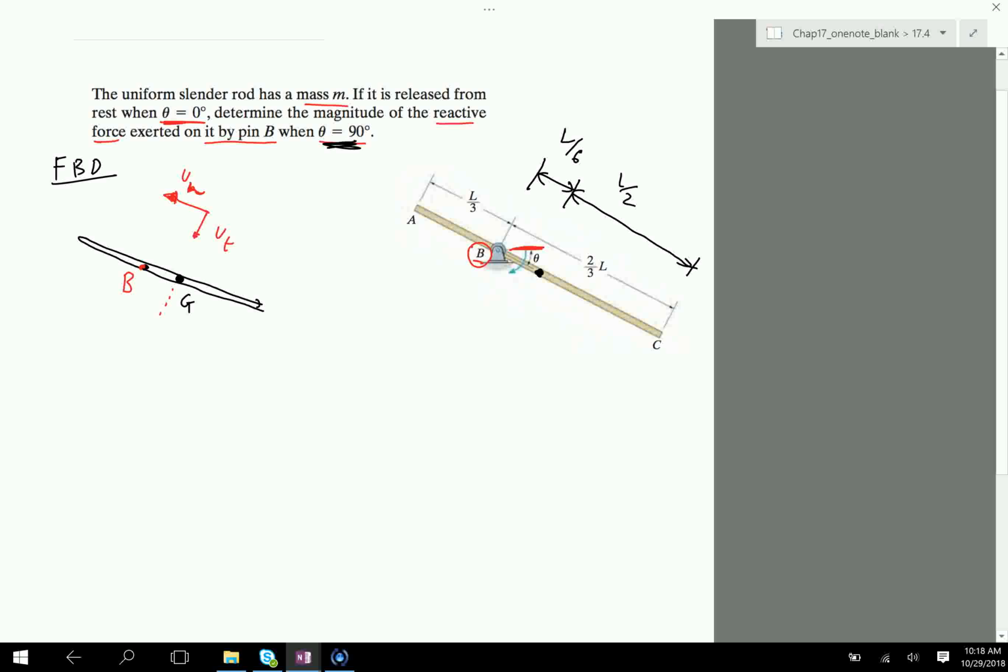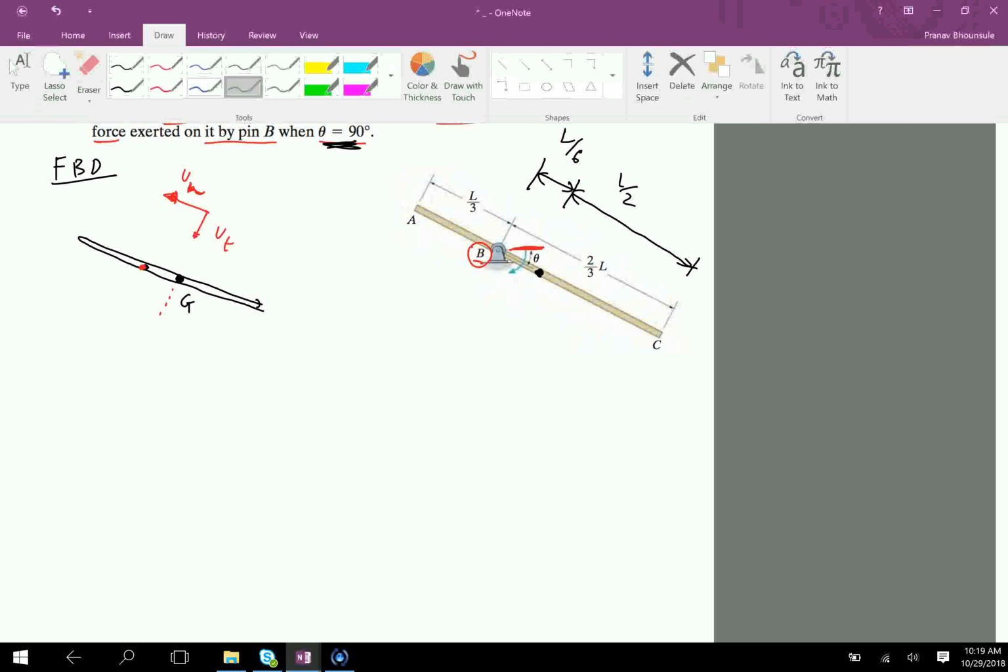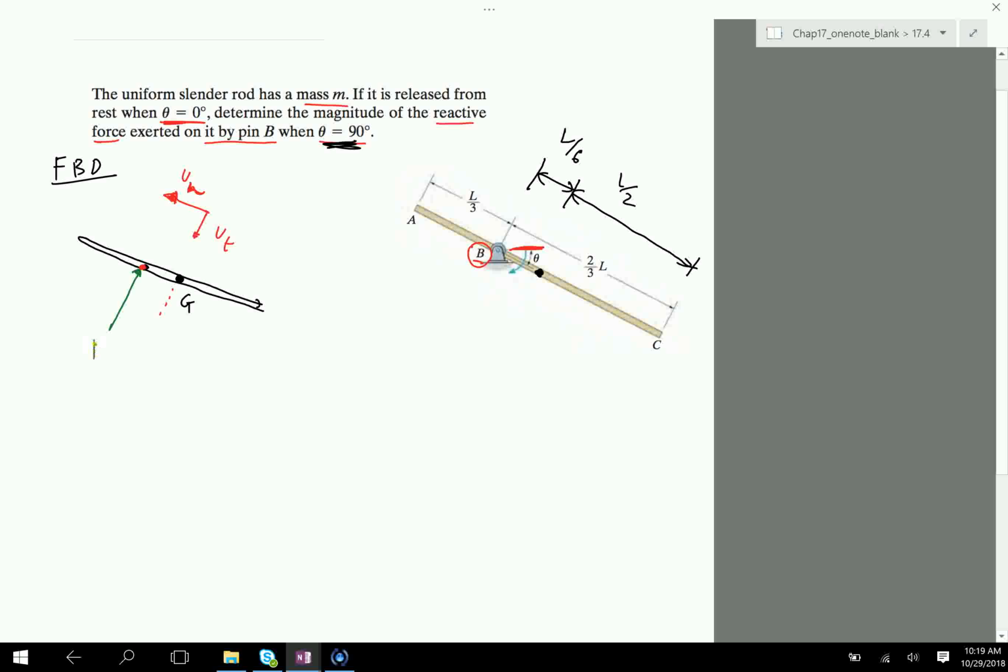Okay, so now let's draw the reaction forces, and I'm just going to draw them. The direction is not important because if you assume the wrong direction, the math will tell us the right direction. So I'm just going to assume it's this way, BT, and randomly choose BN to be this way. And mg acts downwards. So that's my free body diagram.